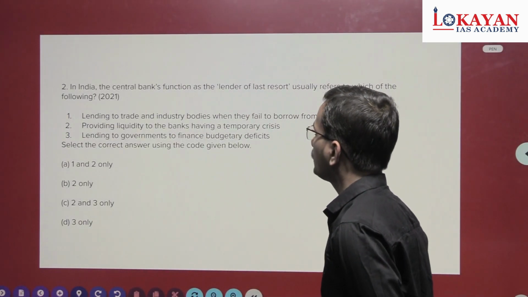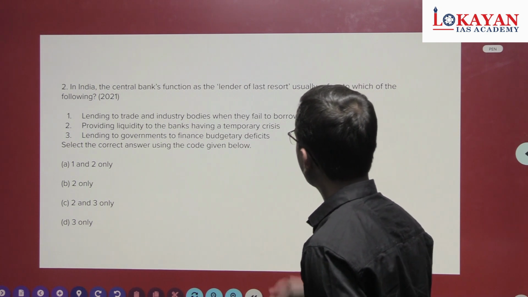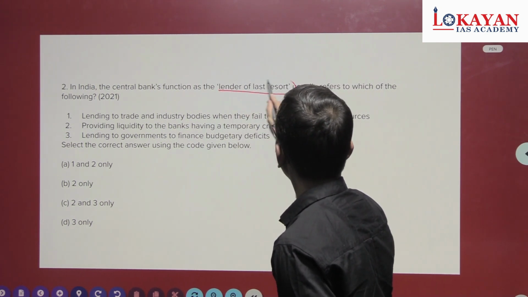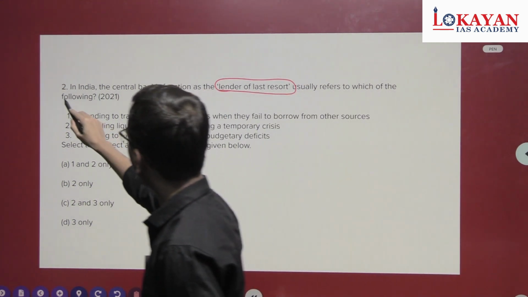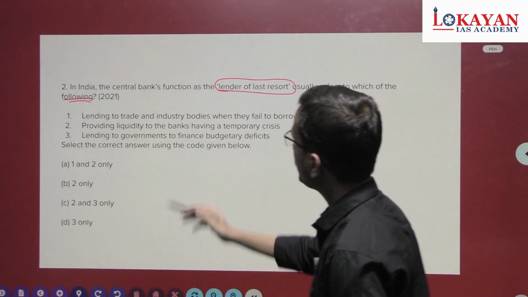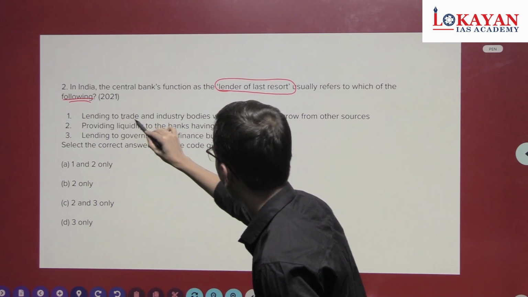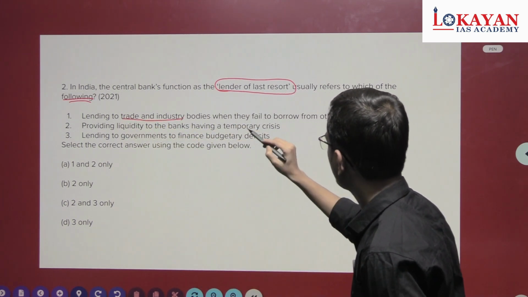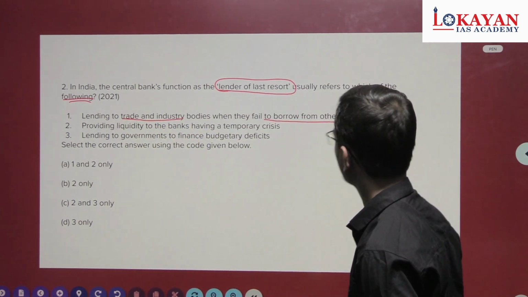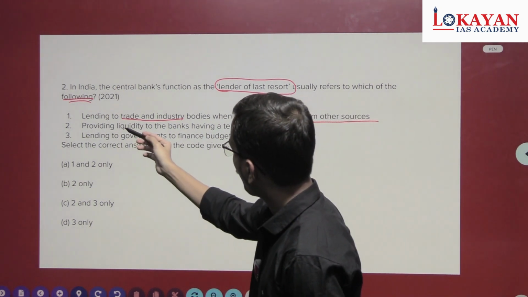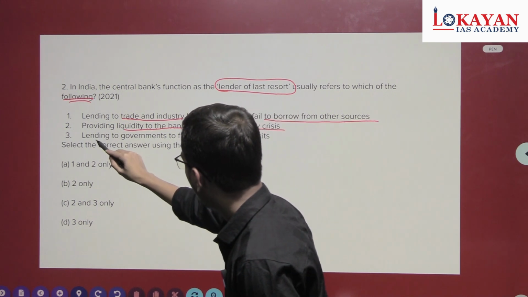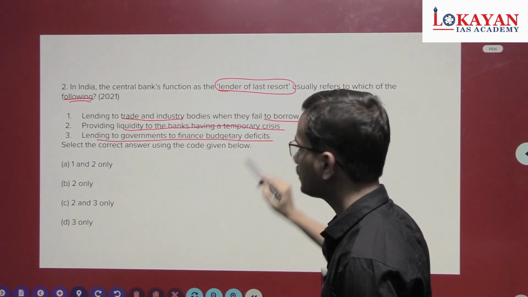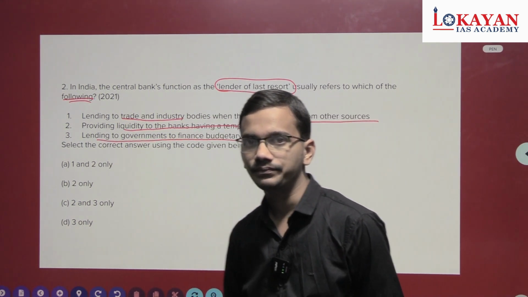In India, the central bank's function as lender of last resort usually refers to which of the following? Lending to trade and industry, what is when they fail to borrow from other sources? Providing liquidity to the banks having temporary crisis. Lending to governments to finance budgetary deficits.